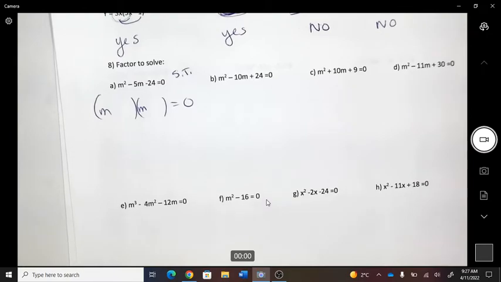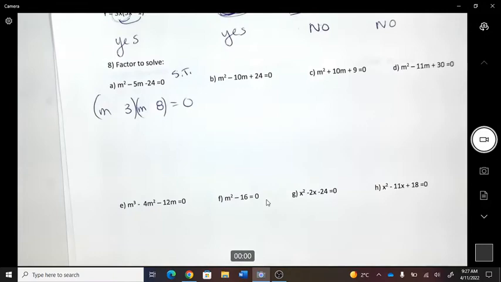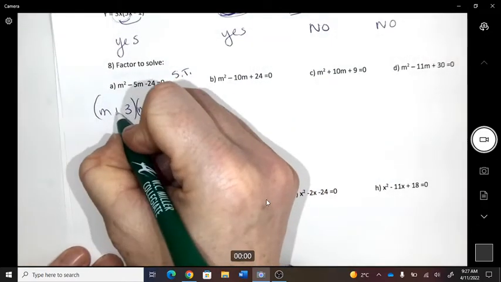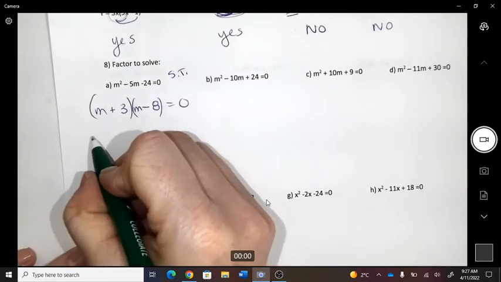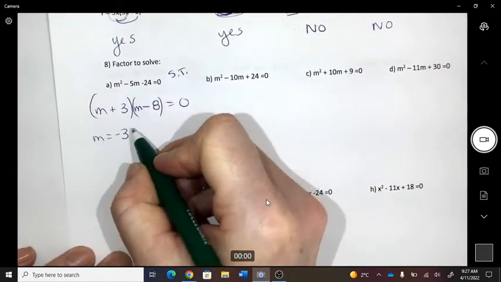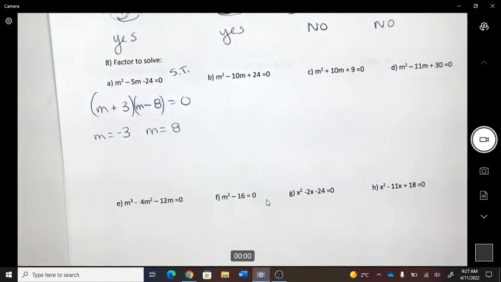Can you get a 5? Okay, so 3 times 8. One of them is negative because it's negative 24. And then on the negative side, it has to add to a negative 5. Okay, so m equals, and then we do the opposite. So those are our x-intercepts of that graph.